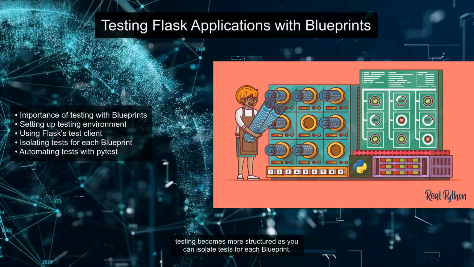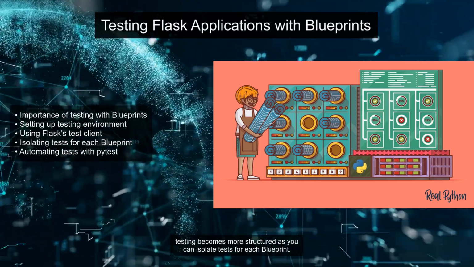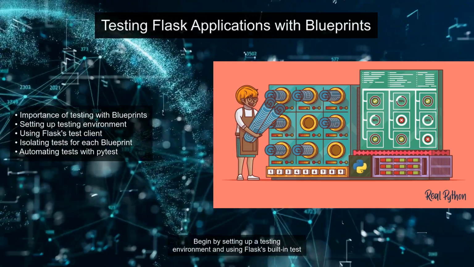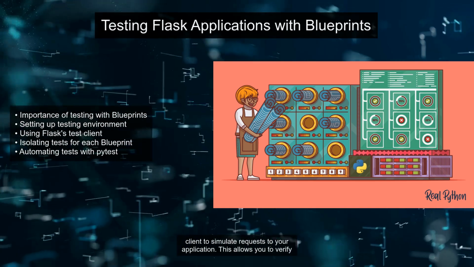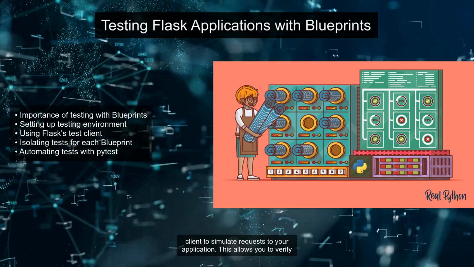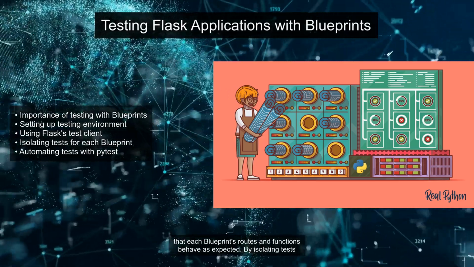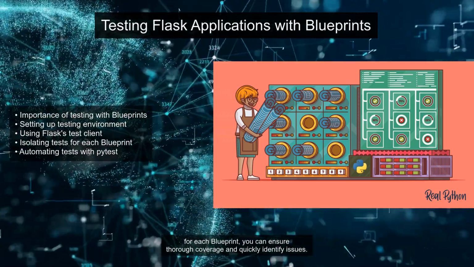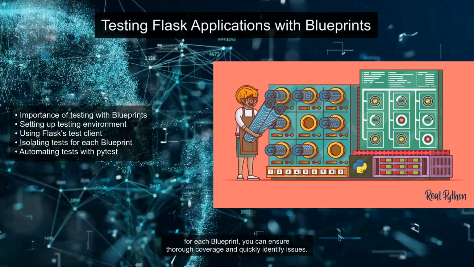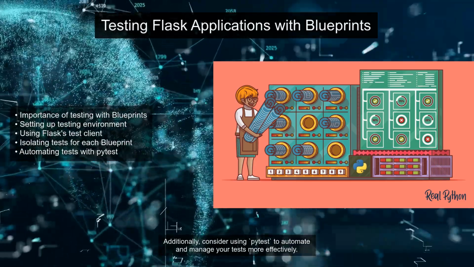With Flask blueprints, testing becomes more structured as you can isolate tests for each blueprint. Begin by setting up a testing environment and using Flask's built-in test client to simulate requests to your application. This allows you to verify that each blueprint's routes and functions behave as expected. By isolating tests for each blueprint, you can ensure thorough coverage and quickly identify issues.